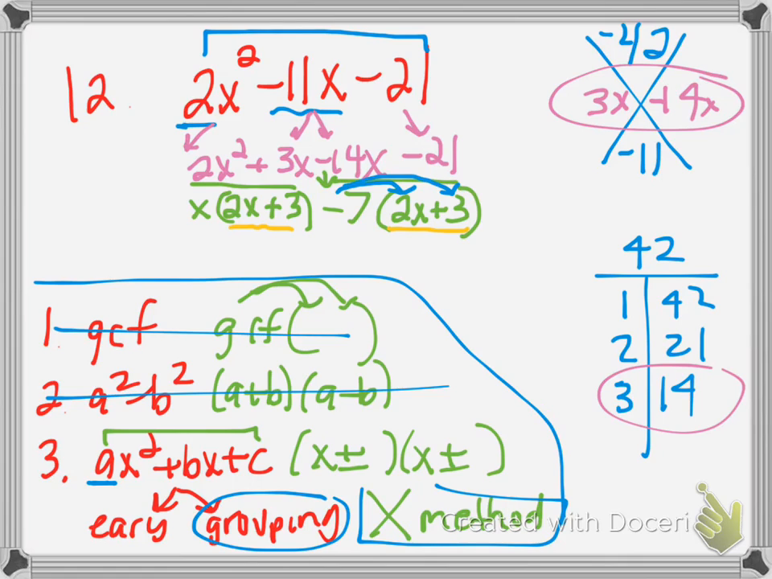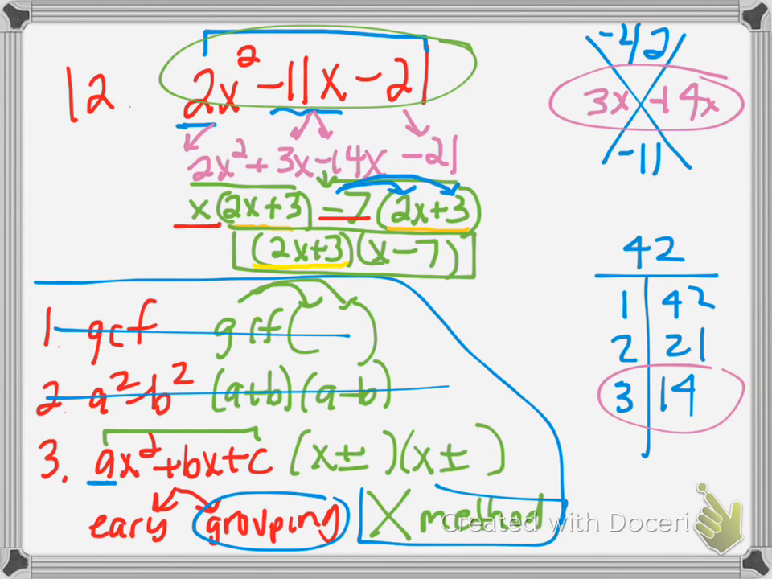So from here, we're ready to write our two factors. One of them is always the matching parenthesis. Doesn't matter which parenthesis you put it in, so I'm going to put the 2x plus 3 in the first parenthesis. And the second parenthesis is what you pulled out from each group, the x minus 7. So the x minus 7 makes the second factor. And remember, you could always check your factors by distributing and getting back to the trinomial.